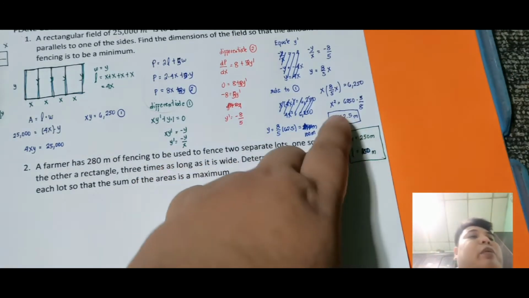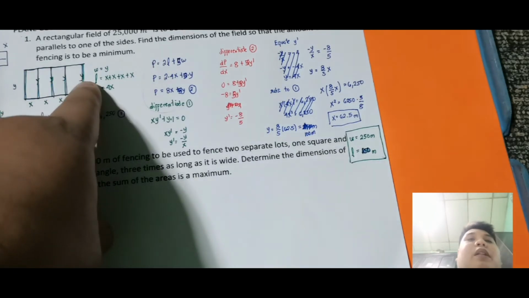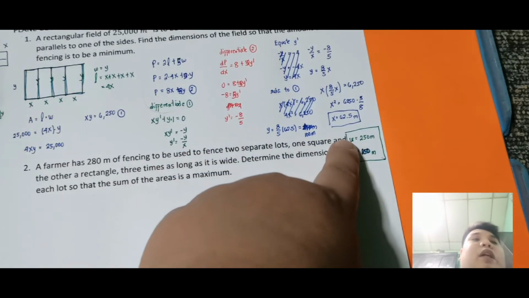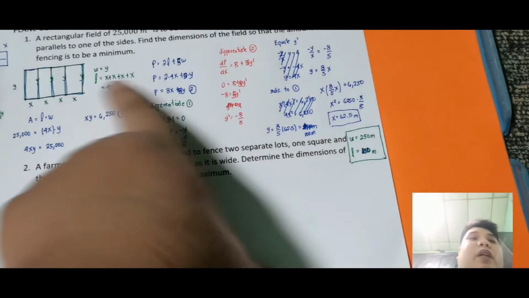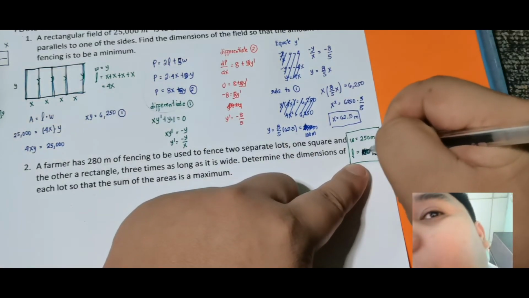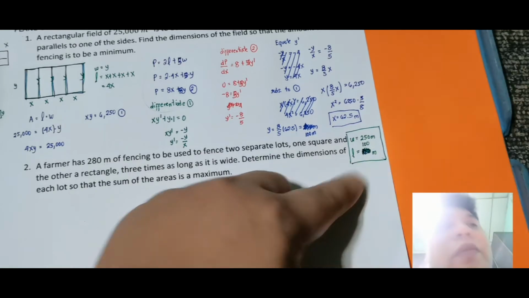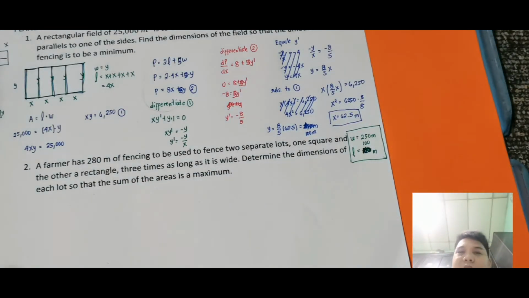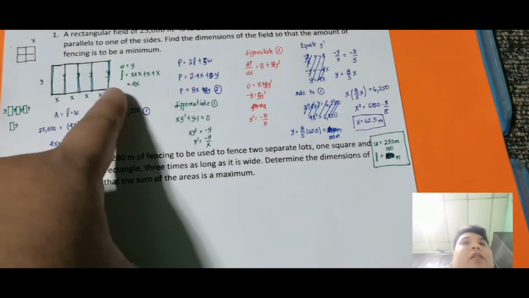Okay, so sir, ba't naging 250? Multiply ko sa 4 kasi yung length natin is 4x. Width natin is y. Okay, so this is 100. Again, so this is 100. So, 100 meters. So, sorry, nagkamali si sir doon kasi hindi ko napansin yung given.